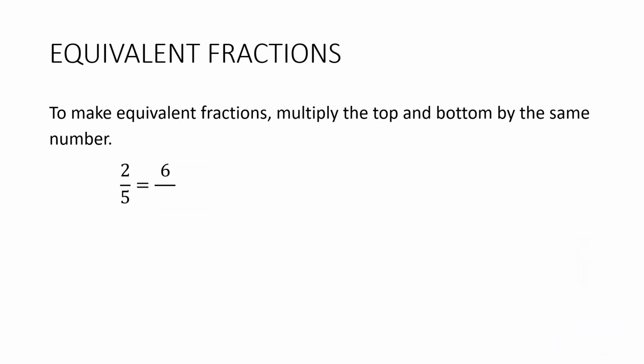Let's try another one. What have we done to the 2 to get the 6? Multiplied by 3. Whatever we do to the top, we have to do to the bottom. 5 times 3 is 15. 2/5 and 6/15 are equivalent fractions.